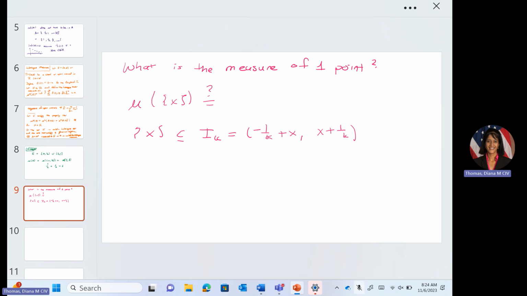Agree with this? I can just take an open interval, here's my x, and I can put a little open interval on top of it, from x minus 1/k to x plus 1/k. I can just surround it by a little open interval. And I know that the outer measure of each one of these I_k is just the length of this interval. So if I subtract, what's the length of this thing going to be? 2/k.